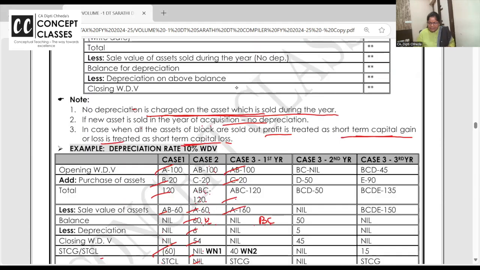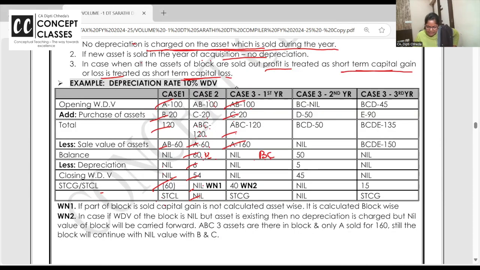But first understand this. A, B, C purchased. B and C are there, but A alone is sold for 160. 40 is short-term capital gain. B and C, the block will continue with nil value. In case the WDV of the block is nil, but assets are existing, B and C will be carried with nil value. Now take B and C.